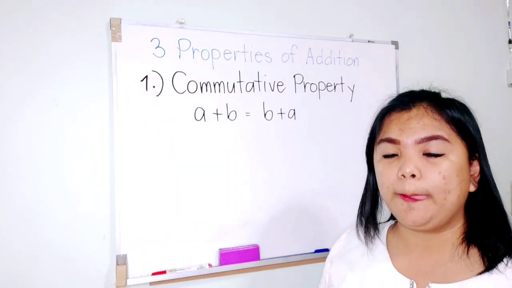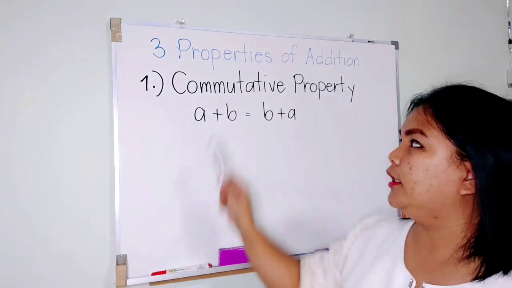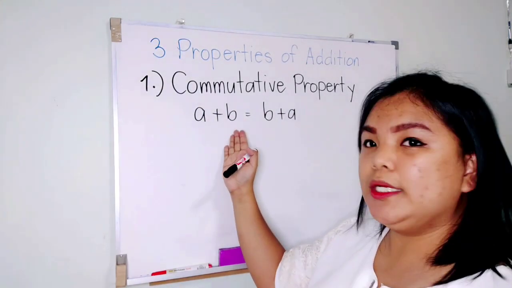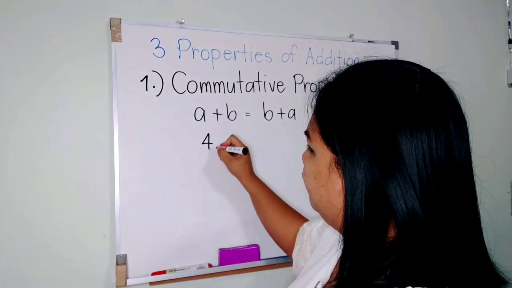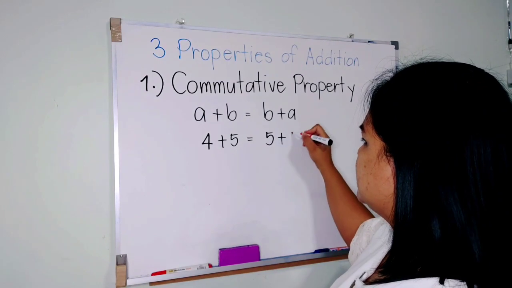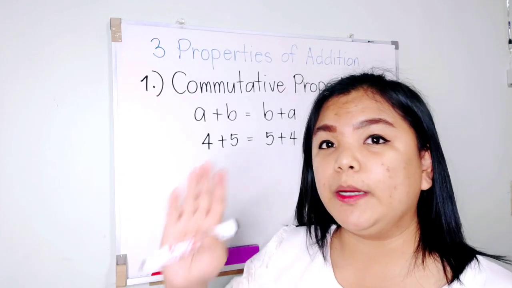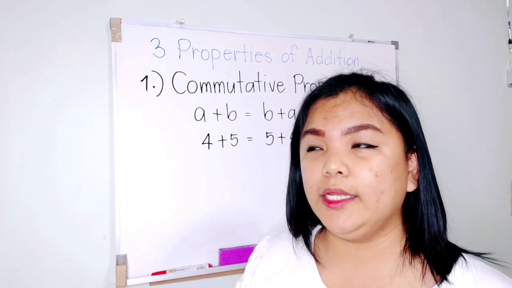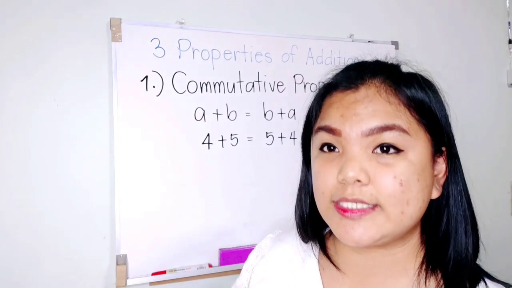Let's try number one. The number one is commutative property. Repeat after me. Commutative property. Like for example, A plus B is the same as B plus A. It means if you have 4 plus 5, it is the same as 5 plus 4. So it means ang dalawang number, pag pinagbaligtad mo, makukuha mo pa rin ang sagot. Again, when you swap or when you change their position, you will still get the same answer.